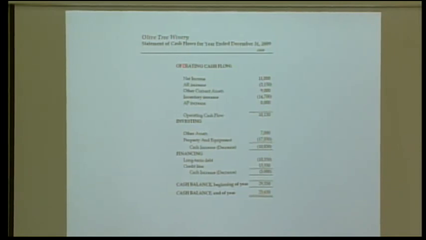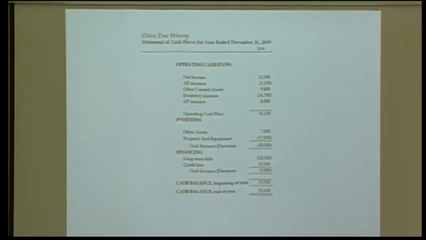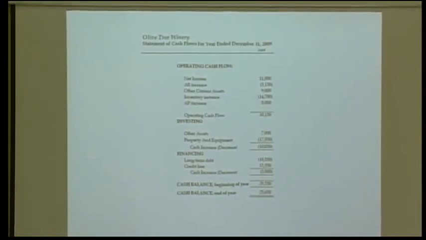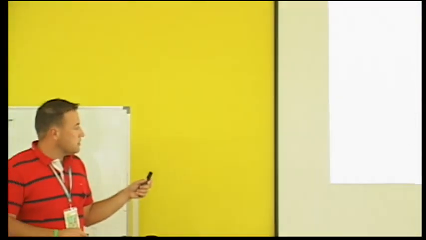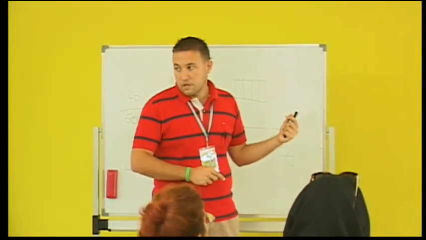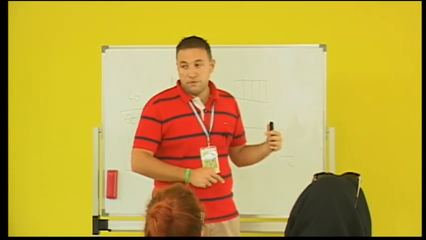Here is, for example, a statement of cash flows for Olive Tree Winery. The cash flow statement is divided into three parts. The first part is operating cash flow. The second one is investing cash flow. And the third one is financing cash flow. Operating cash flow plus investing cash flow plus financing cash flow is the statement of cash flow. You need the cash from the beginning of the year plus the net cash flow, which is the cash balance at the end of the year.